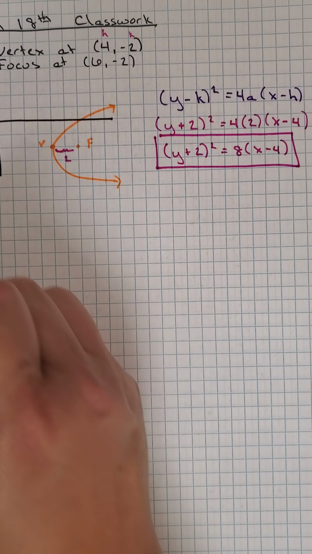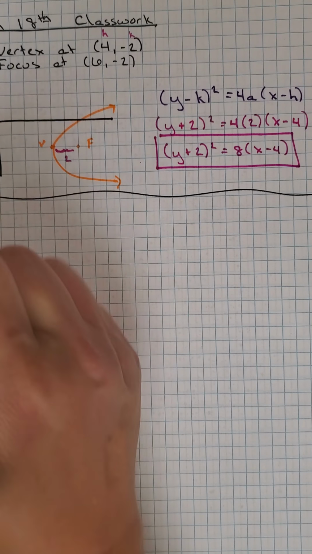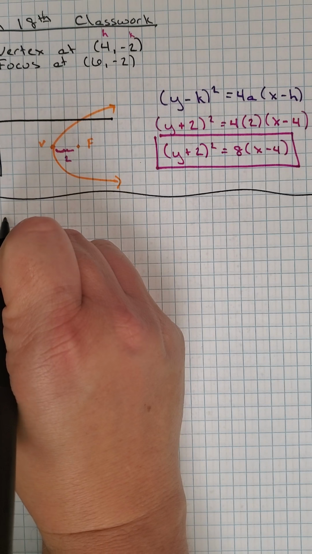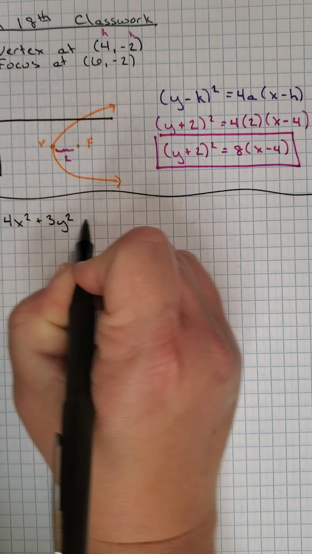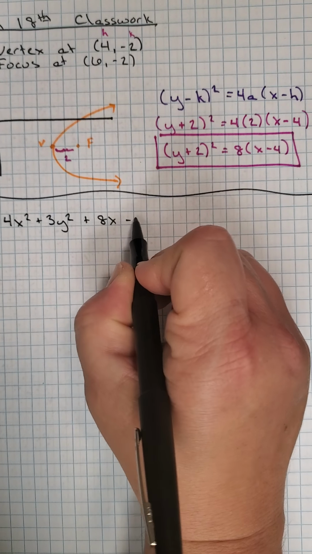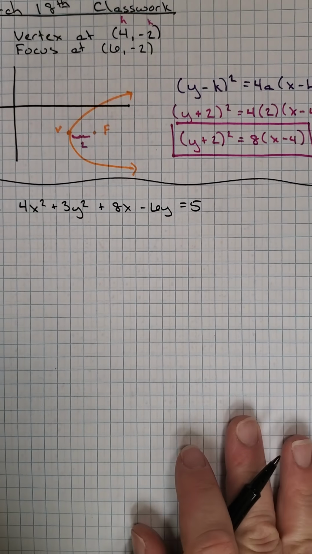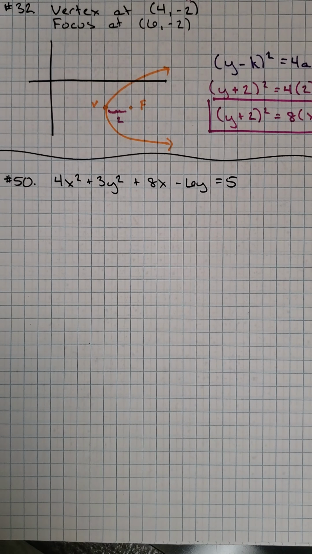The second question, number 50. This one had to do with ellipses. Okay, so we were given 4x² + 3y² + 8x - 6y = 5. And we had to find the center, focus, and vertices for the ellipse, and we have to graph it.